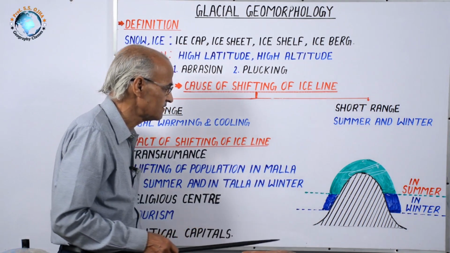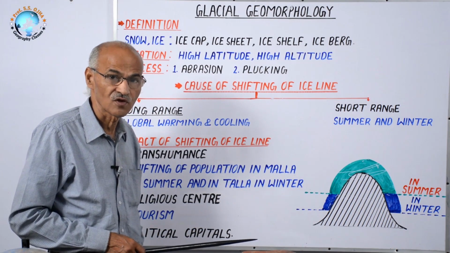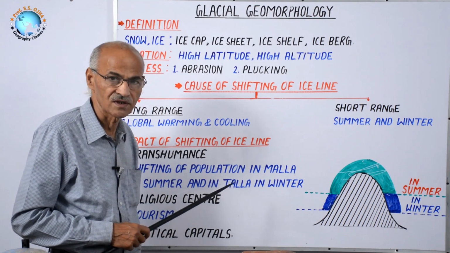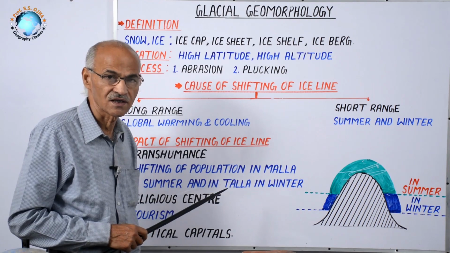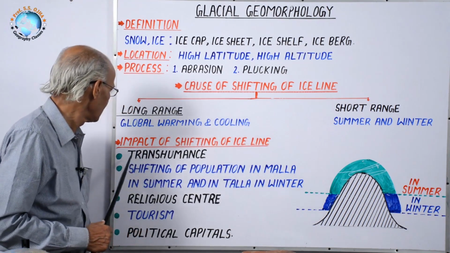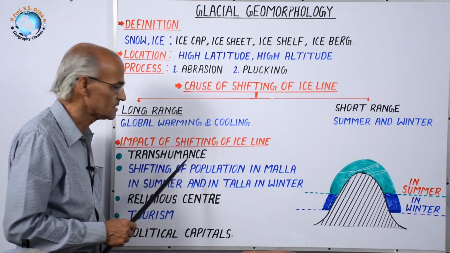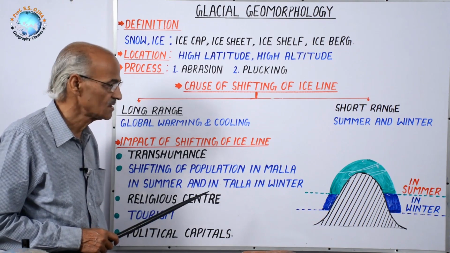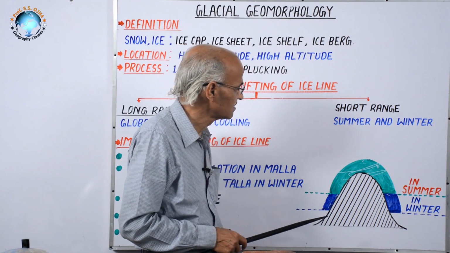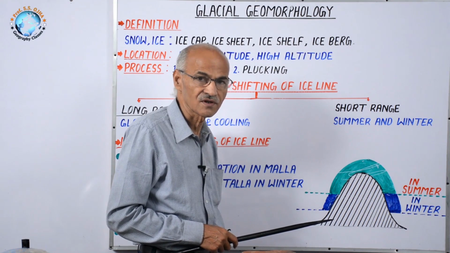The ice line is shifting. The cause is the axial tilt of the earth. But what is its impact? It affects a number of human activities. So let us understand applied glacial geomorphology. Number one of the impacts is transhumance. Transhumance means that on the mountains, in the higher reaches, there is temperate soft grass.